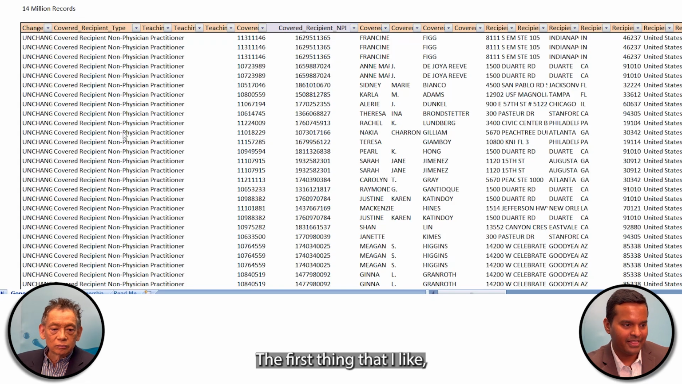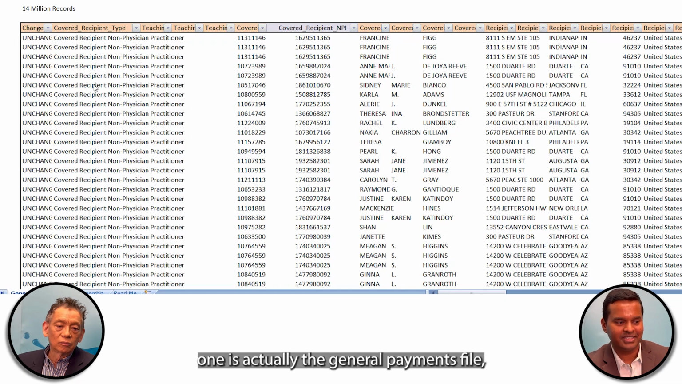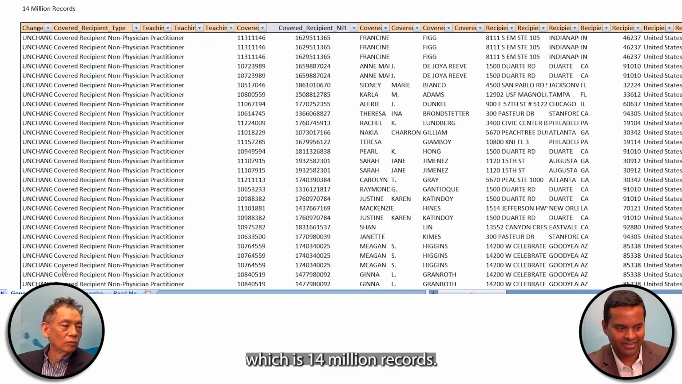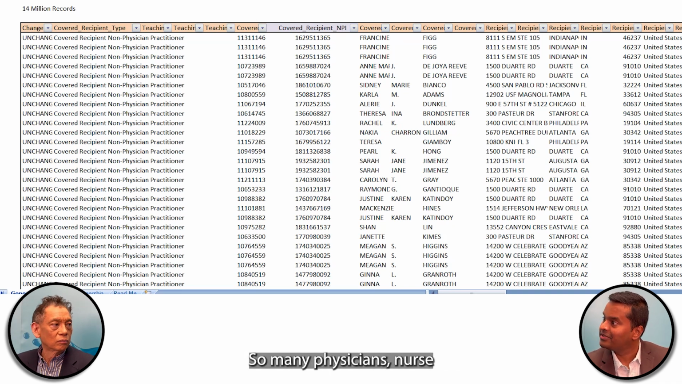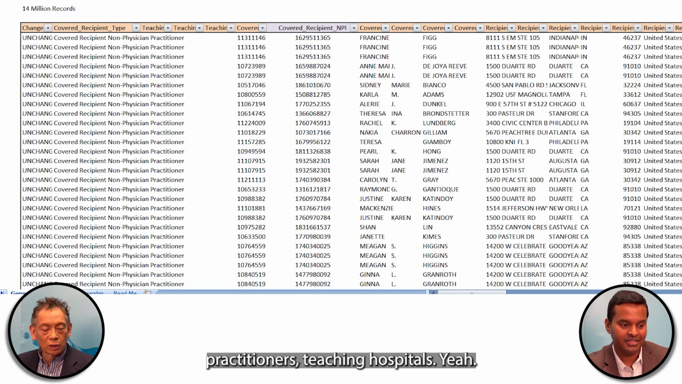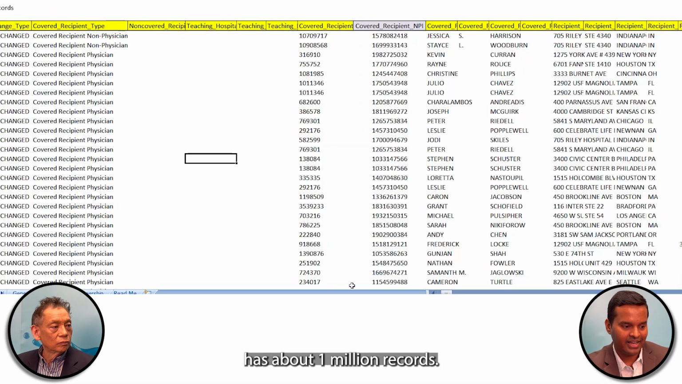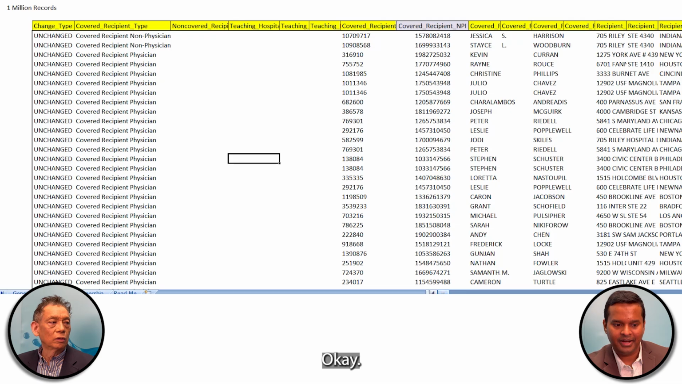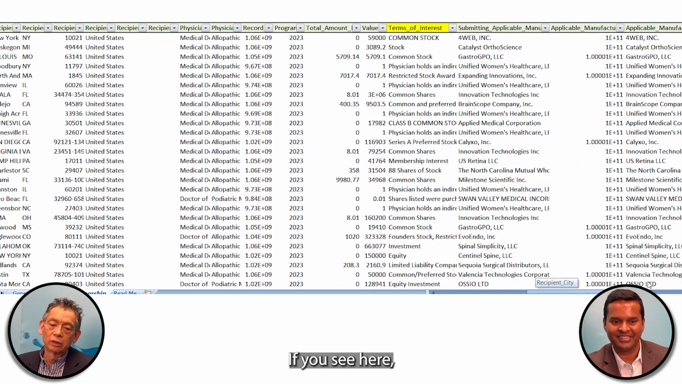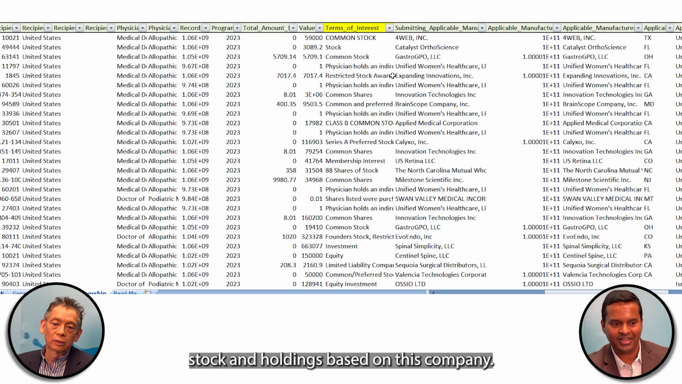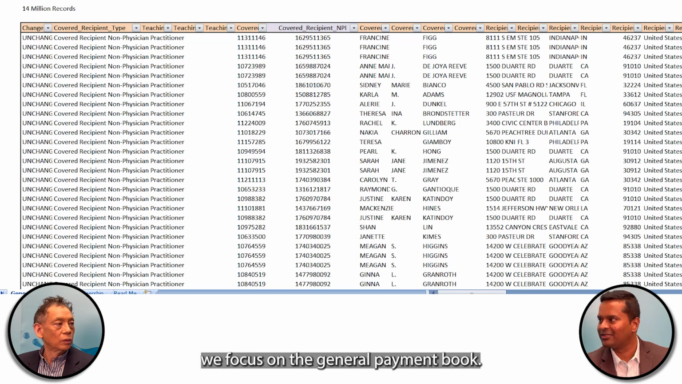The biggest one is actually the general payments file, which is 14 million records. That's a lot of records. For 1 year. Oh, wow. And for so many physicians, nurse practitioners, and teaching hospitals. Then the research file has about 1 million records. And the smallest of them is the ownership file, which is just 4K. It is where the doctor buys shares in the pharma companies, and that's reported in there. If you see here, these are some of the common stock and holdings based on this company. But for today's discussion, we'll focus on the general payments.